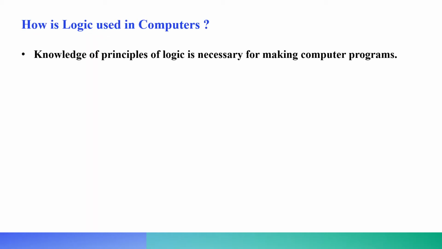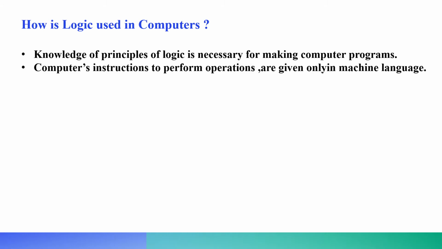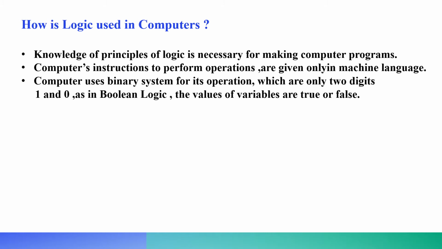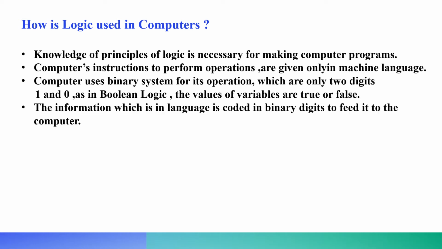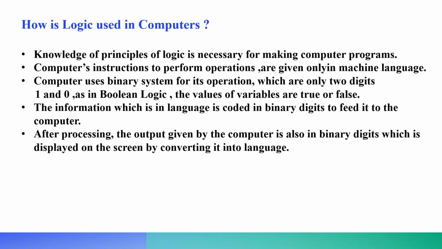Knowledge of principles of logic is necessary for making computer programs. Computers' instructions to perform operations are given only in the machine language. The computer uses the binary system for its operation, which has only two digits, that is 1 and 0. As in Boolean logic, the values of variables are true or false. The information which is in language is coded in binary digits to feed it to the computer.